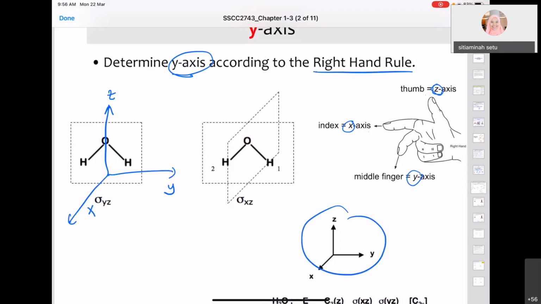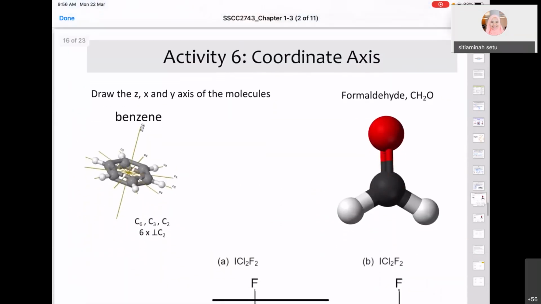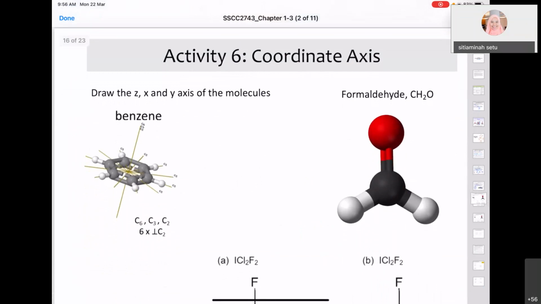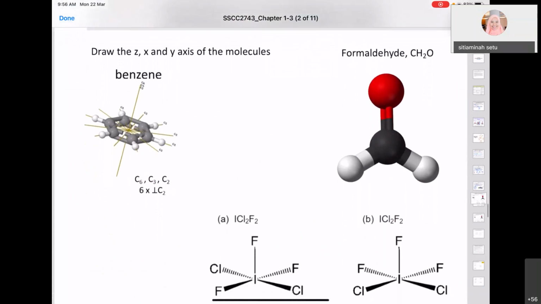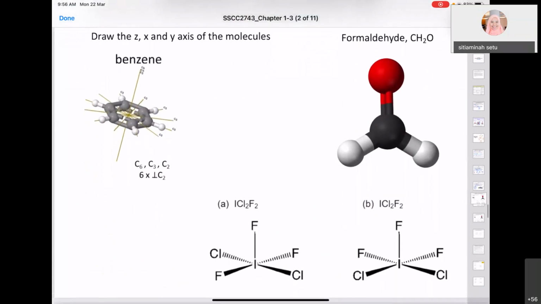Okay, boleh ni? Okay, so nak tahu boleh ke tak, saya ada sediakan aktiviti. Okay, ada 4 molekul kat sini. Okay, you all boleh, ini dalam nota you ada ke tak? Tak ada kan? Okay, tak ada dalam nota. So you all boleh ambil gambar sekejap.